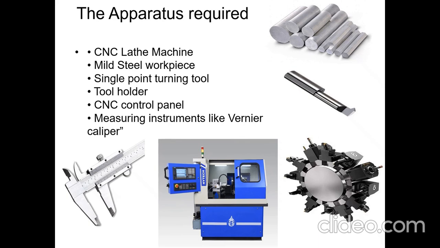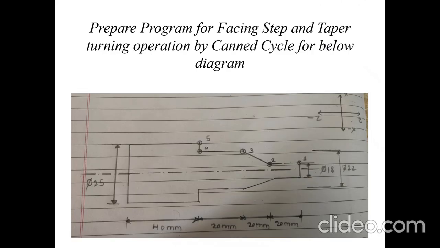After that we have to prepare the program for facing, step and taper turning operation by using the CAN cycle. The drawing for that is given below. In that we can see the diameter of the raw material is 25. The next diameter of the step is 22. Then the last, smallest diameter is 18, and in between 22 and 18 there is a taper of 20 mm length. The total length of our job is 100 mm.